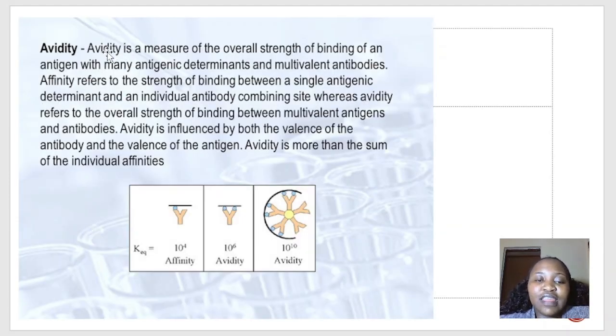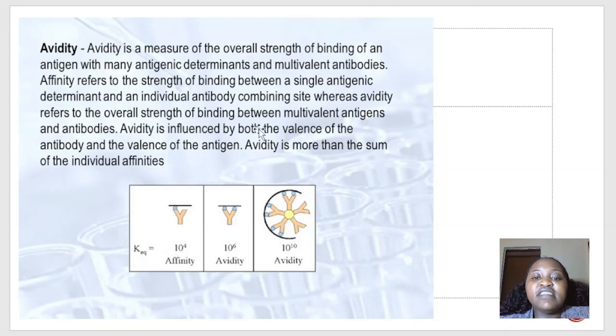Now, avidity, on the other hand, we said is a measure of the overall strength of binding of one antigen which has several or many antigenic determinants to multivalent antibodies. So affinity refers to the strength of a single antigenic determinant with one antibody, like you can see in this diagram here, one antibody, one antigenic determinant. But avidity will mean multiple. For example, this avidity is for one antibody which has two binding sites binding to two different antigenic determinants.